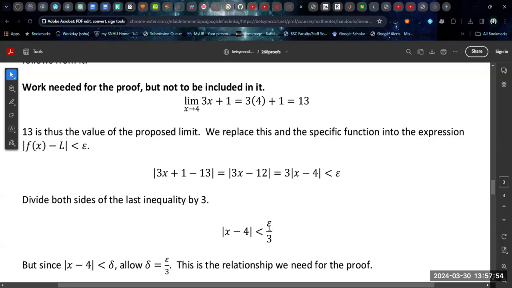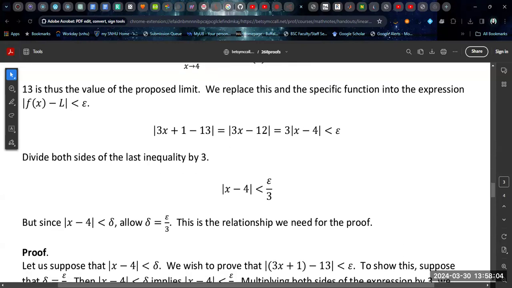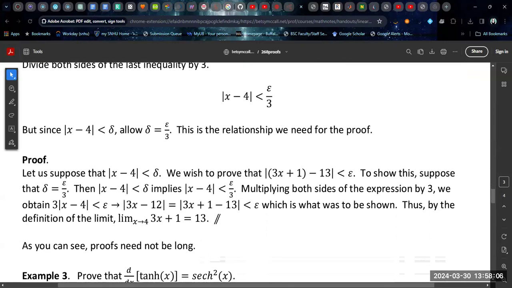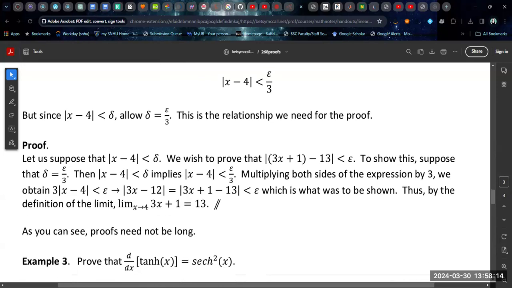And so this epsilon over 3 has to equal delta for this relationship for our proof to follow through. So now we have the pieces that we need in order to do the proof. So now we're starting the proof. So again, we're going to start from that if statement.